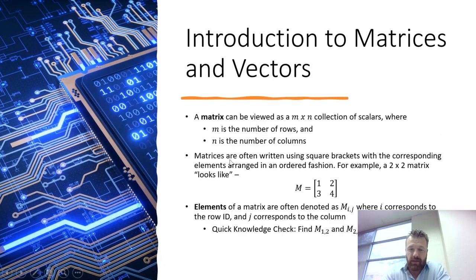So what is a matrix? Well, a matrix is nothing more than a collection of numbers, and mathematicians call single numbers scalars. Particularly, it's a collection of numbers that's arranged into both rows and columns. And remember that rows are just horizontal collections of numbers, and columns are vertical collections of numbers.